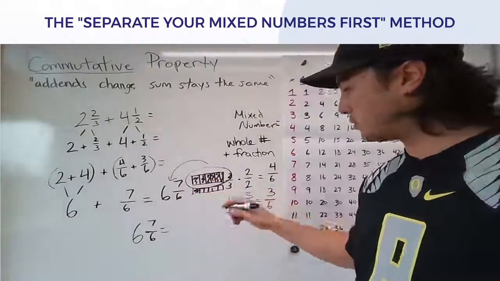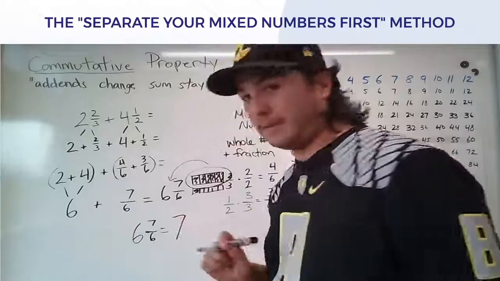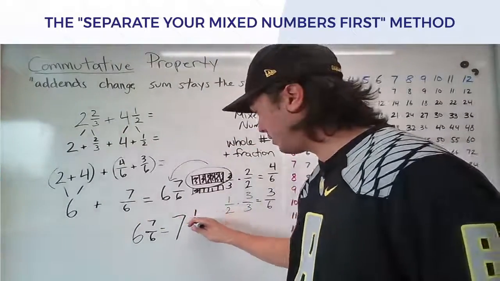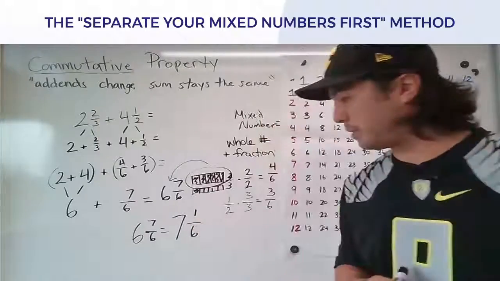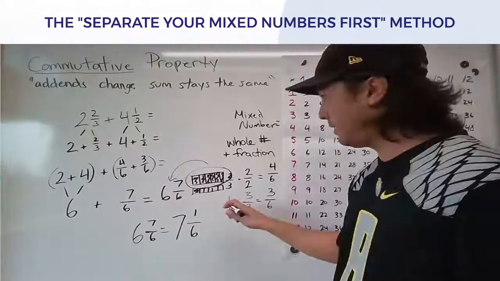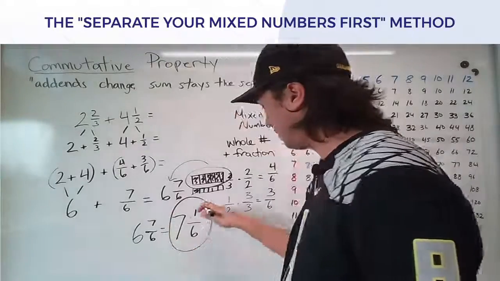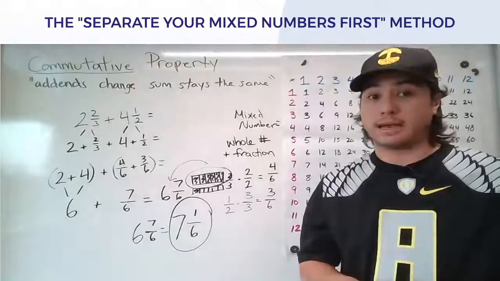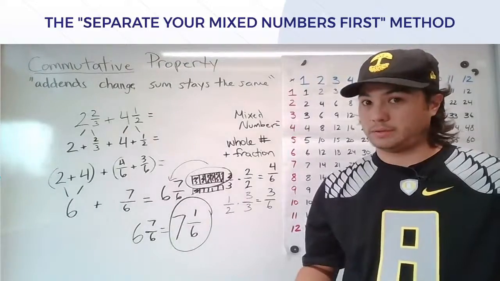So 6 plus 1 is 7. And then what fraction do we have left over? We have 1/6 remaining. So we get a final answer of 7 and 1/6. A lot of steps. And that's okay.